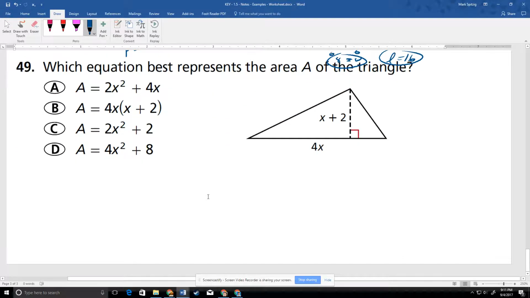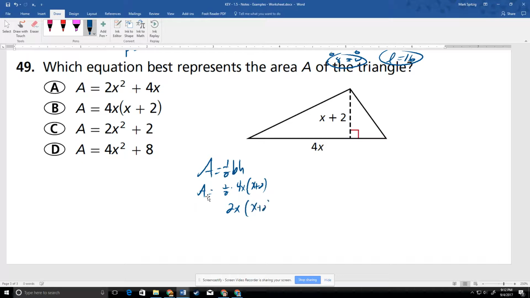Which equation best represents the area of the triangle? So we have area equals 1/2 base times height. The base is 4x. The height is x plus 2. So 1/2 of that. So 1/2 of 4x is just 2x times x plus 2. So we can multiply this out. 2x times x is 2x squared. 2x times 2 is going to be 4x. So it looks like our area can be represented like so.